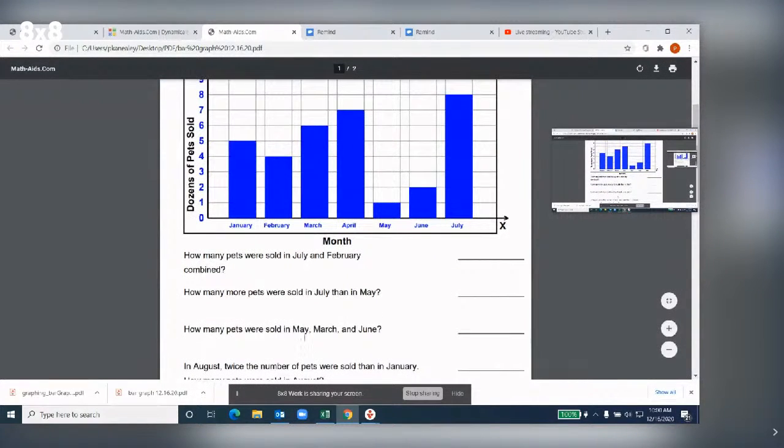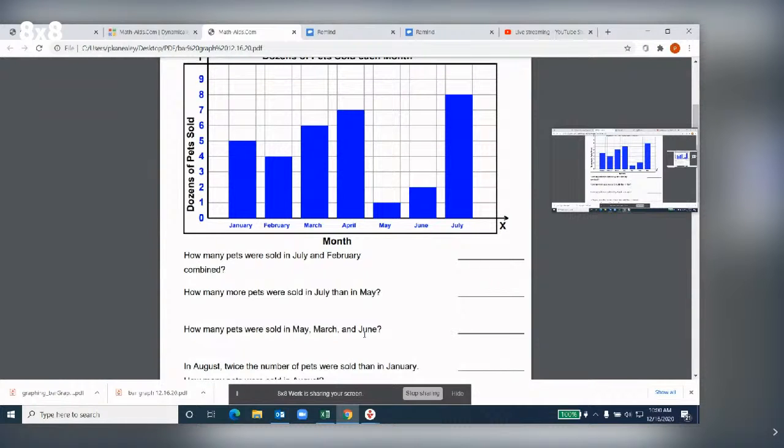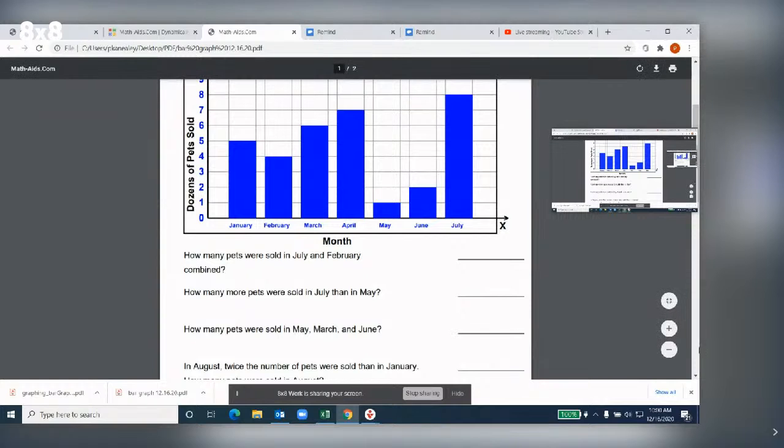How many pets were sold in May, March, and June? Okay, so we're going to add these three up. March, there were 6 dozen. May, there was 1 dozen, so that's 7 dozen. In June, there were 2 dozen, so that's 9 dozen total. So you're going to have to do the math, 9 times 12. And that's 108.